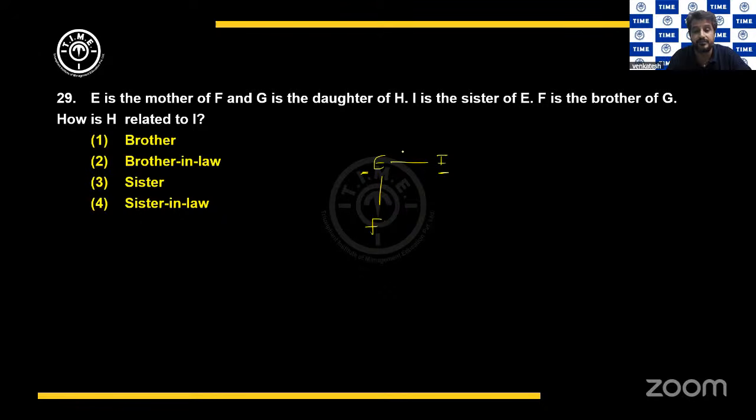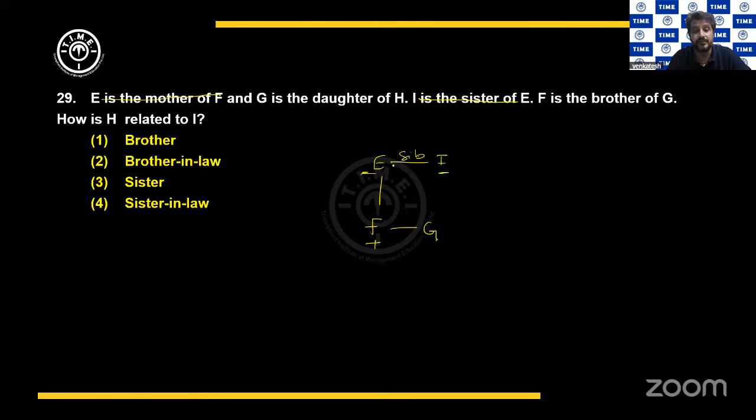So siblings. E is also female. I is also female. I is the sister of E. So this statement is completely gone. E is the mother of F is also completely gone. Next. F is the brother of G. Okay.